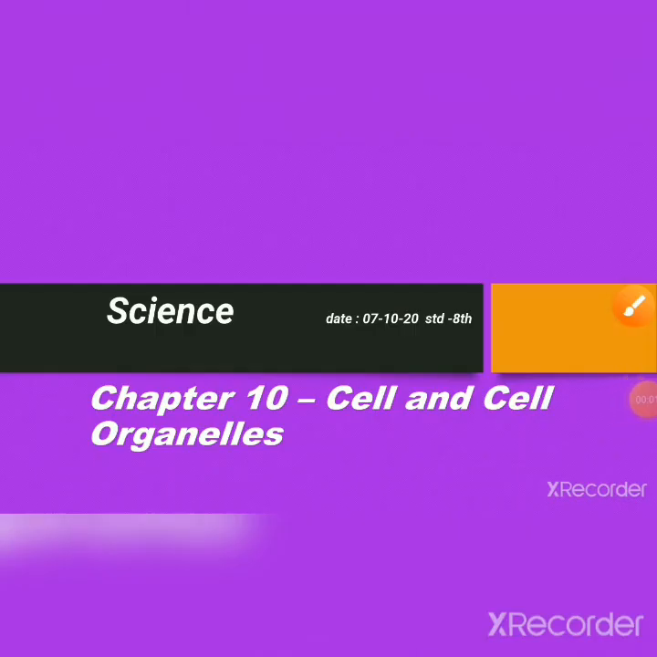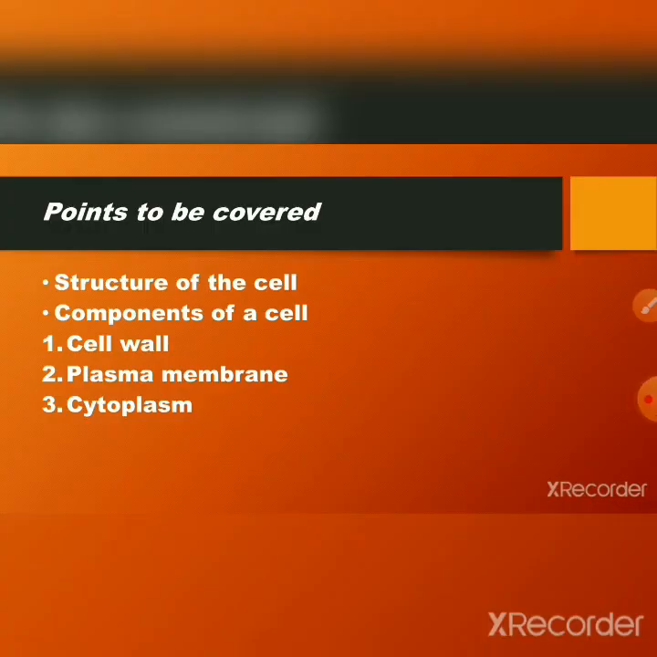Chapter 10: Cell and Cell Organelles. Points to be covered: structure of cell, components of cell, cell wall, plasma membrane, cytoplasm.